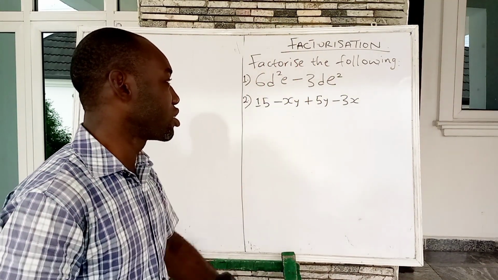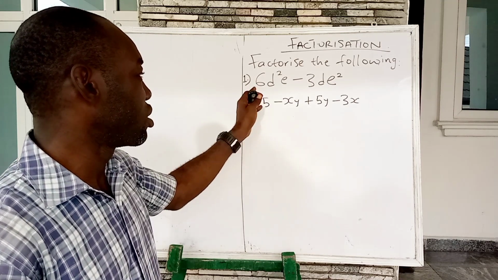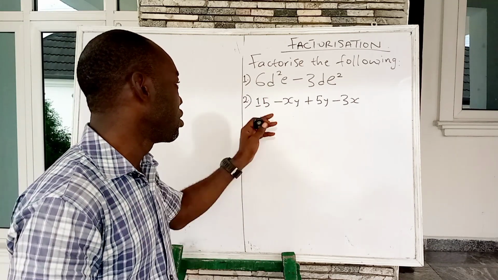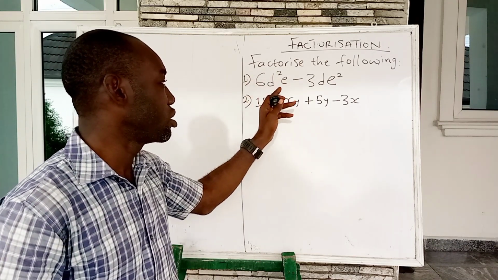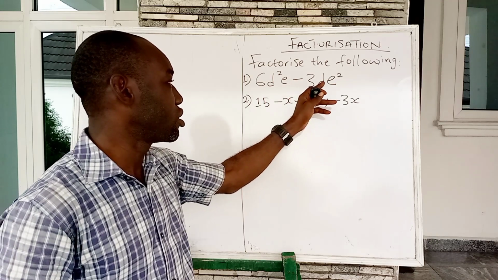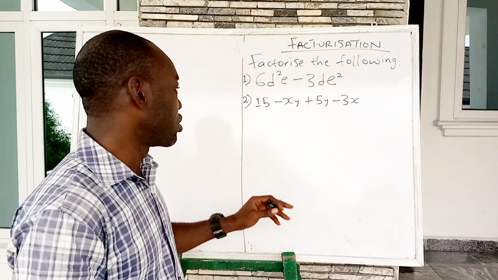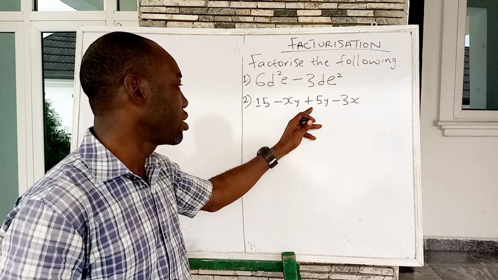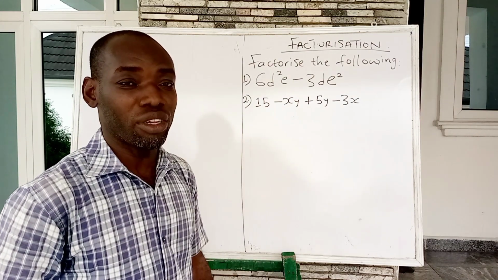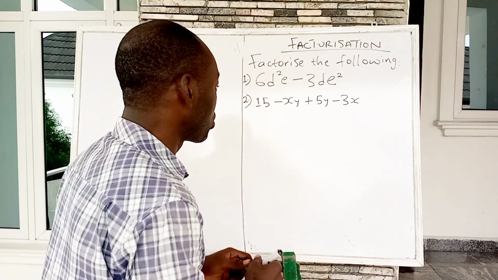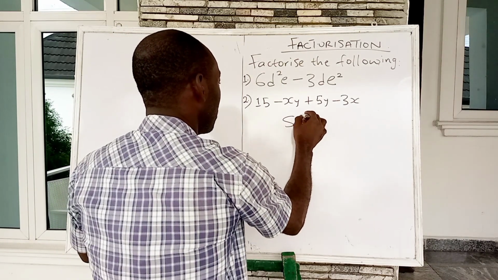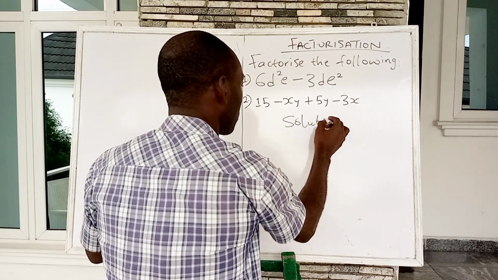Today, for our grade 9 learners, we'll be looking at factorization, and we have two questions there. The very first one says, we should factorize 6d squared e minus 3d e squared. While the second question says 15 minus xy plus 5y minus 3x. So quickly, let's get the solution and let's see the solution to the first question.